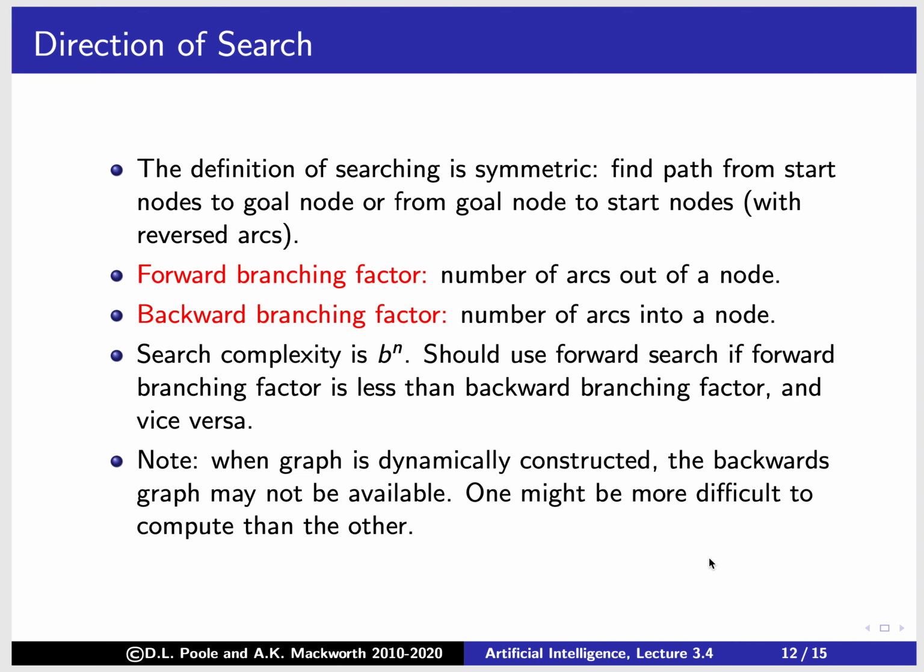Okay. Sometimes, however, particularly when the graph is dynamically constructed, the backward graph may not be available. So one of them, either the forward or the backward, might be more difficult to compute than the other. So if we have a state-based problem, given a state, it's easy to work out what the actions are and the effects of those. But given a state, it's hard to work out what actions would have resulted in that state. That's actually harder to do sometimes. Okay, so that's one idea, to think about optimizing the direction of search.